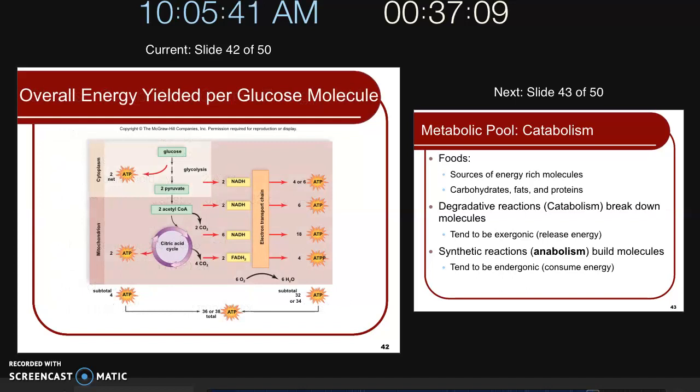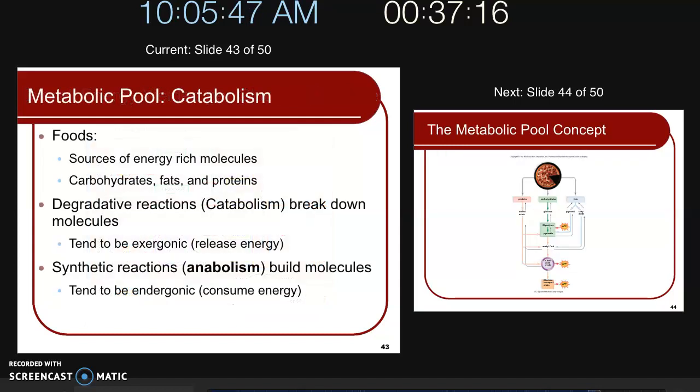Right, so there's again a mathematical equation for the breakdown of a complete glucose molecule. So the metabolic pool, or catabolism. Catabolic is breakdown. Anabolic is build. Think like the bodybuilder is anabolic. Anabolic steroids build muscle. Catabolism is the breakdown.